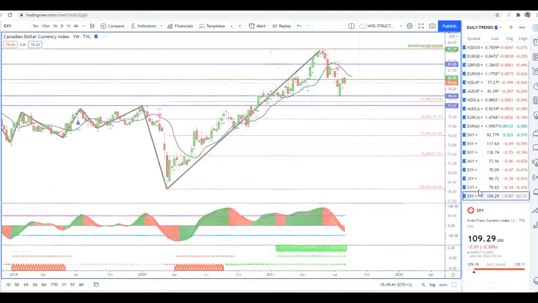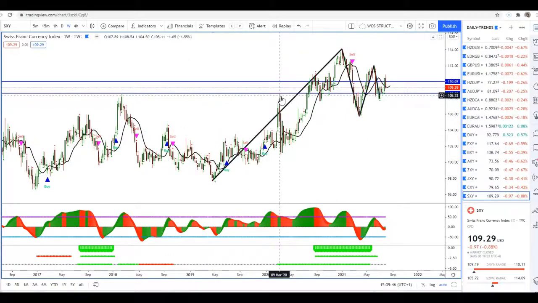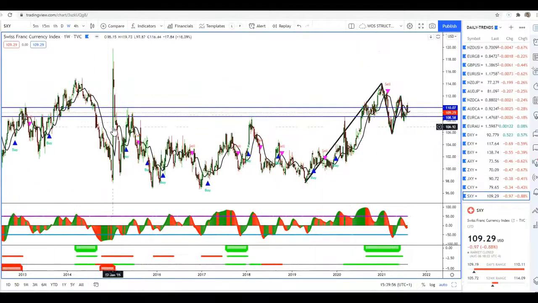That takes us to the Swiss franc. Look at that. ABC 1, 2, 3, and we have a big correction. This one has failed to make a higher high. This is a structure here. This will be a trend changing pattern. We've seen a lot of trend changing pattern and consolidation.